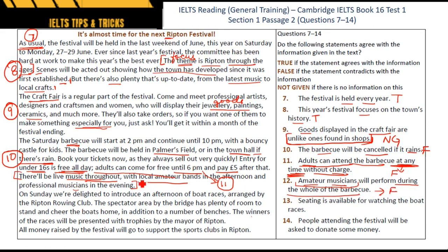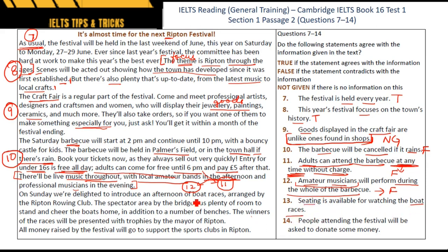The next one now, the 13th one. "Seating is available for watching the boat races." So I'm looking for a mention of boat races. I'm almost sure I'd find "boat races" as it is. Otherwise, what synonym of boats can they use? And once I find boat races, I have to figure out whether seating will be available or not.